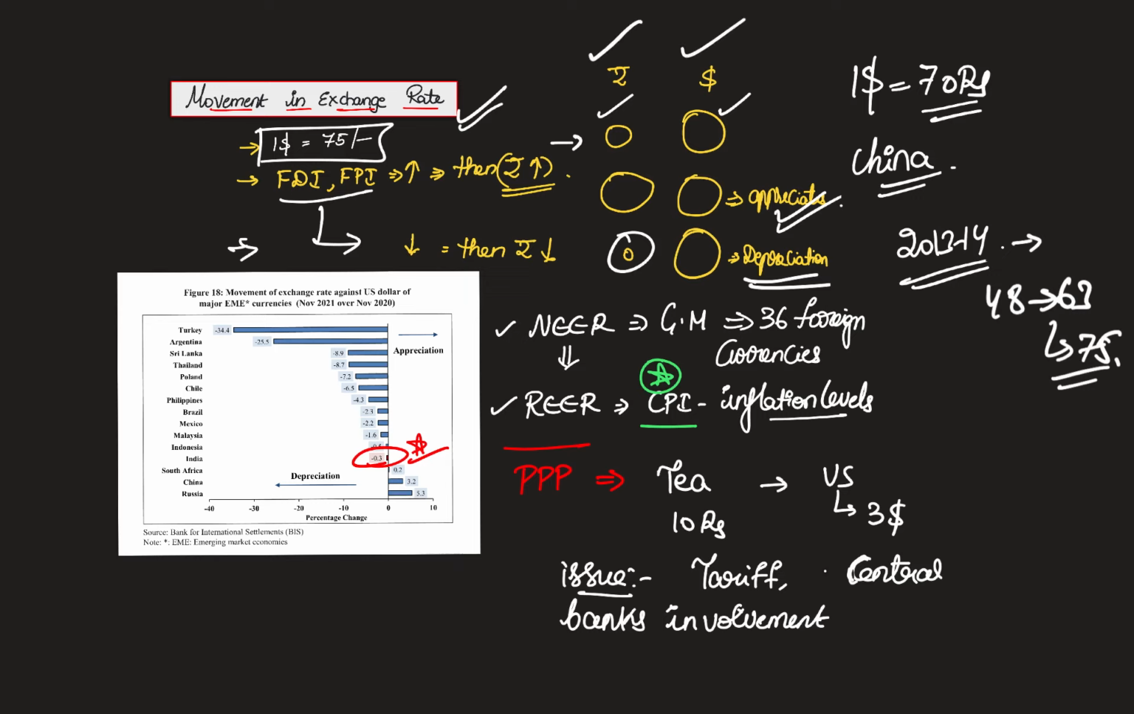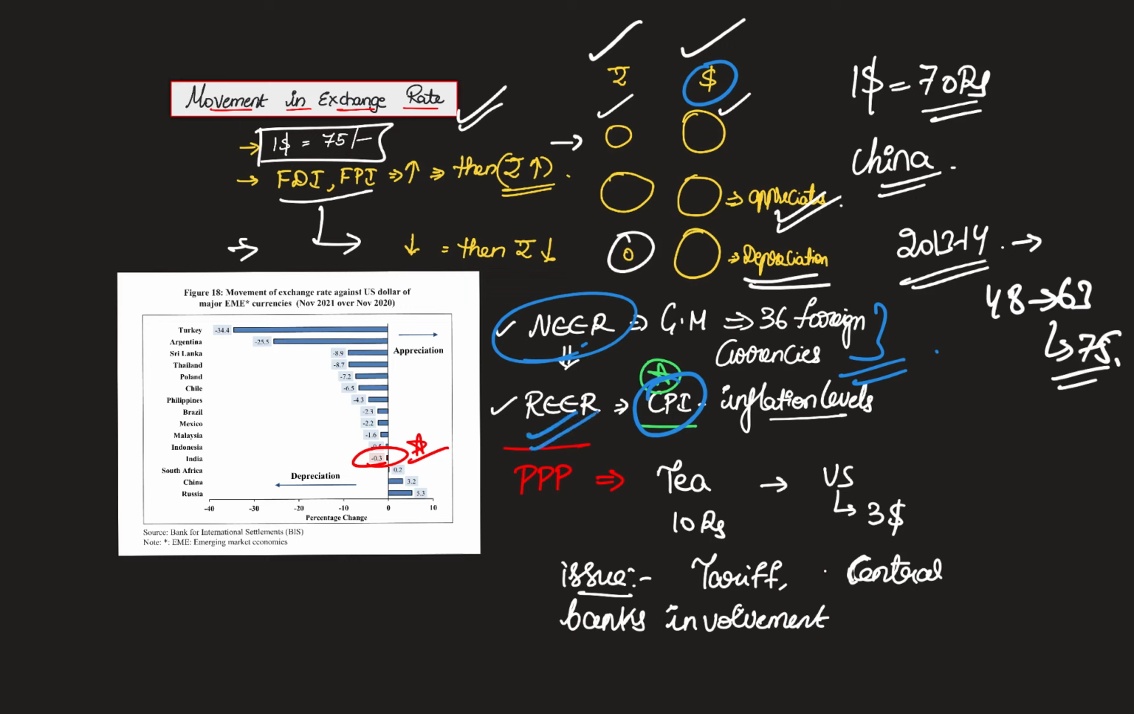We are just talking in terms of one economy for simplistic understanding, but in the real case it is not so. There is something called the nominal effective exchange rate, which is a basket of not just one currency like the dollar but 36 foreign currencies. And if you adjust that to inflation, it is called the real effective exchange rate.